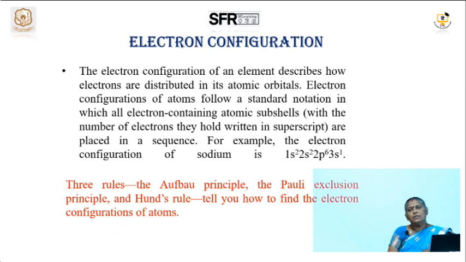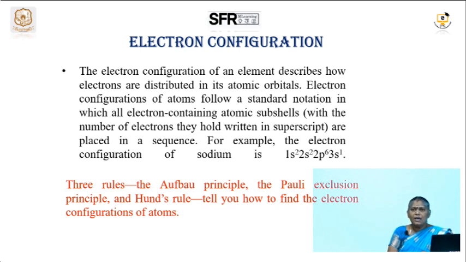Next, we will get into the electronic configuration of atom. Electron configuration of an atom describes how the electrons are distributed in the atomic orbitals. Electron configuration of an atom follows a standard notation in which all the electron containing subshells are placed in a sequence. For example, the electron configuration of sodium is 1s2, 2s2, 2p6, 3s1.